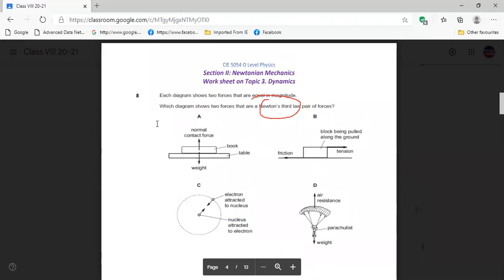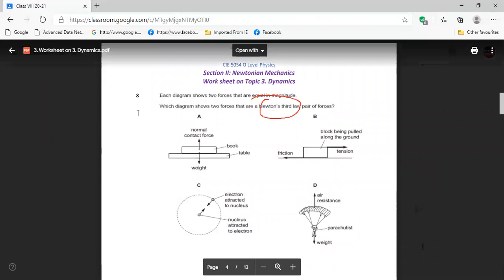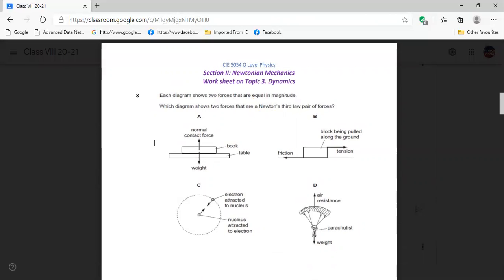Yeah, it's a tricky question, right? This one is also a tricky question. Each diagram shows two forces that are equal in magnitude. Which diagram shows two forces that are a Newton's third law pair of forces? Third law pair. Newton's third law pair.